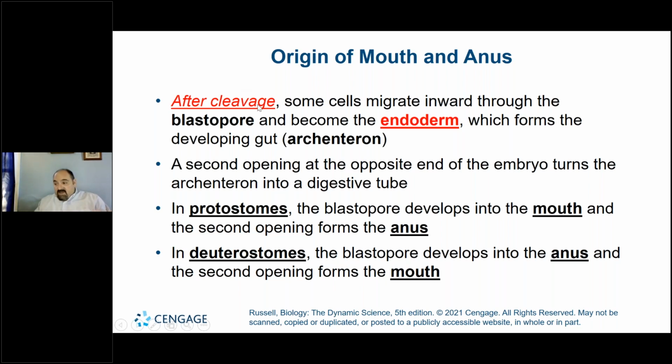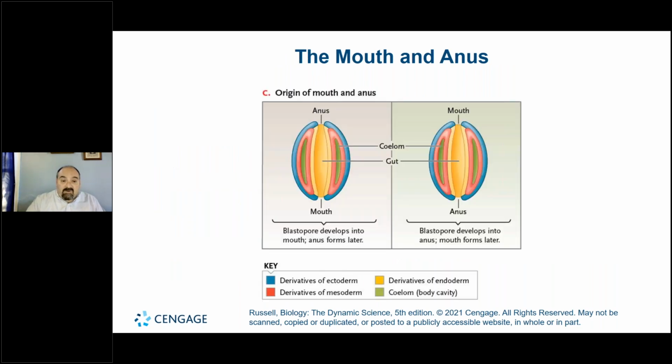So after cleavage, after these changes during mitotic division of the embryo, some cells migrate inward through the blastopore, this opening, and become the endoderm, that inner germ layer, which forms the developing gut. Then the second opening at the opposite end of the embryo turns this developing gut into a digestive tube. You're seeing the beginning and the end of the digestive tube, the mouth, the oral cavity, and the anus.